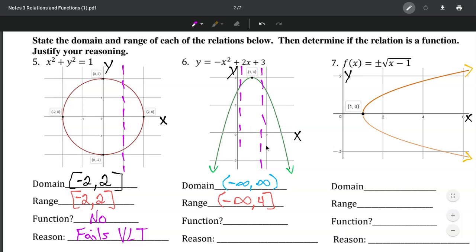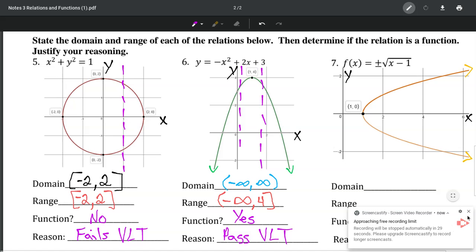So as far as being a function, this is yes. The reason is that we pass the vertical line test, which we can abbreviate with VLT. The general idea: if you pass the vertical line test, we do have a function. If we fail the vertical line test, we do not have a function.